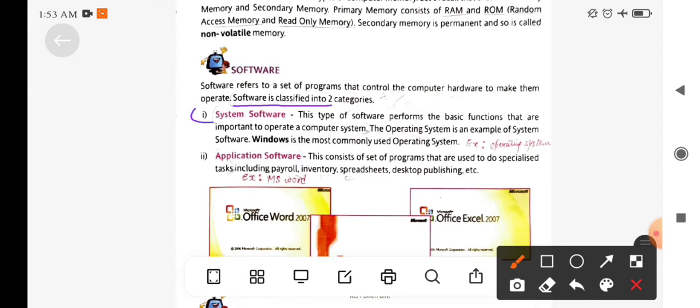This type of software performs the basic function that are important to operate a computer system. Till computer system you write down. After that you write down example: operating system. On the screen it is written.